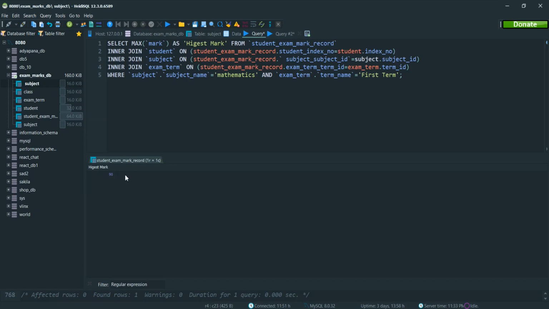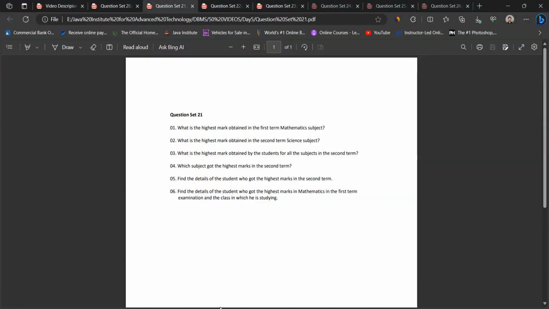So the highest mark is 90. The answer for the first question is 90. And let's move on to the next one. What is the highest mark obtained in the second term science subject?